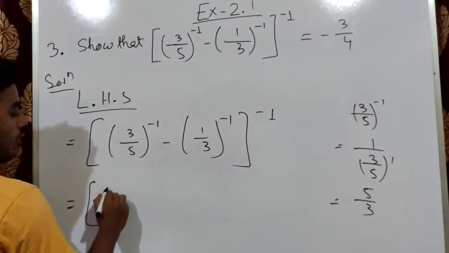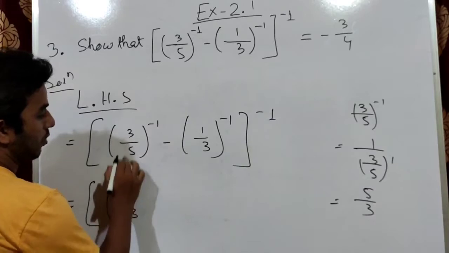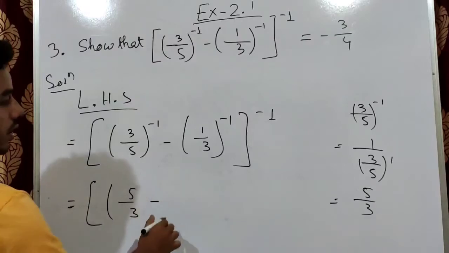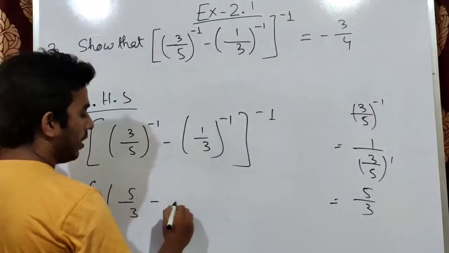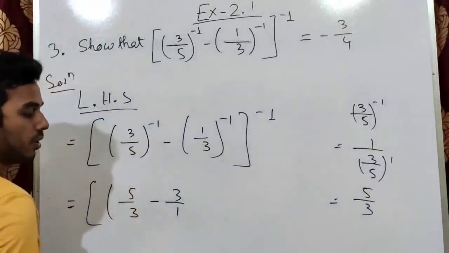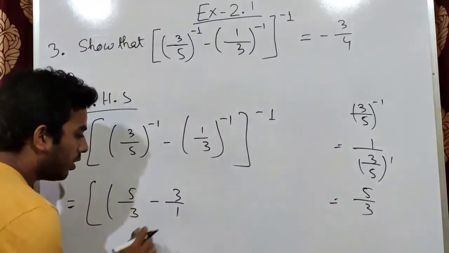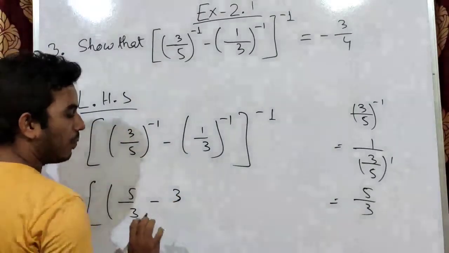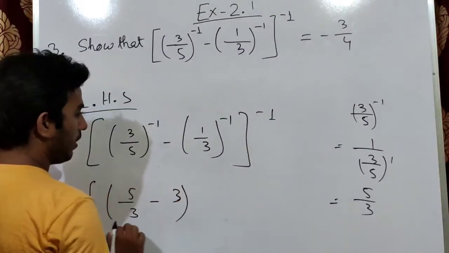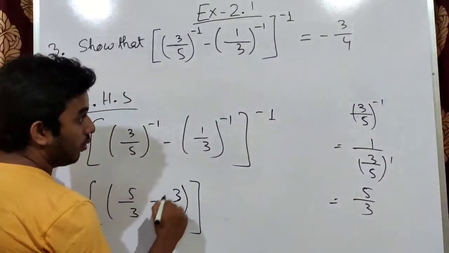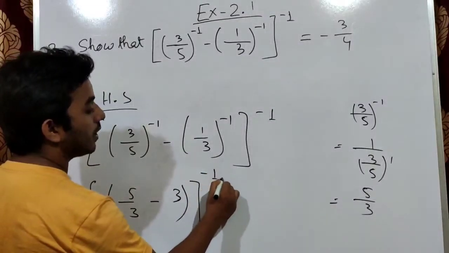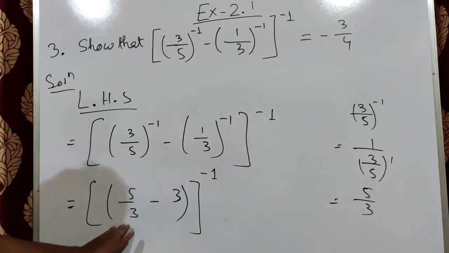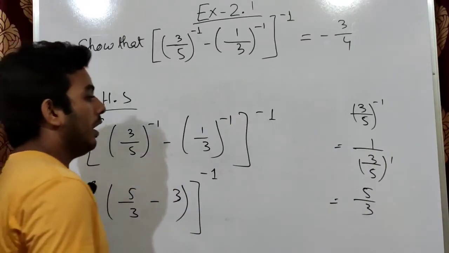So our next line will be 5/3 minus, for (1/3)^-1 it will be 3/1, that is 3. We do not need to write the denominator as 1. It will be 5/3 minus 3 up to this. Okay, then we will close our first bracket and we will close the third bracket also, and we will give this minus 1. Clear? Okay, now we will solve this part, that is 5/3 minus 3. Let us solve.